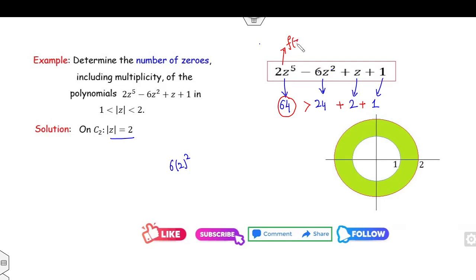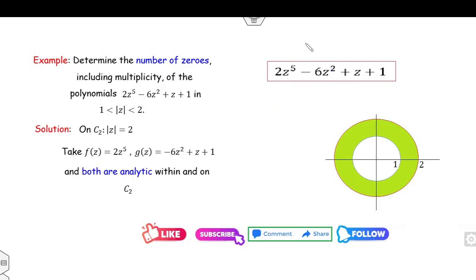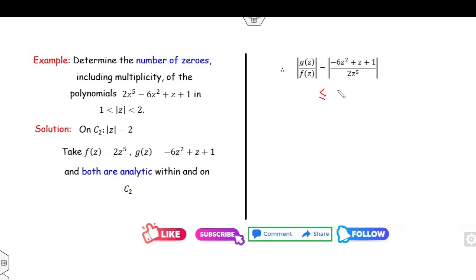Therefore, my f(z) is 2z raised to power 5. Both are polynomials, and every polynomial is an analytic function. You can start with the ratio. I can write this as 6z raised to power 2 plus mod z plus 1, divided by 2z raised to power 5. On the circle 2, this number is 4 into 6, 24, plus 2 plus 1, divided by 64. So that number is 27 divided by 64, which is less than 1.